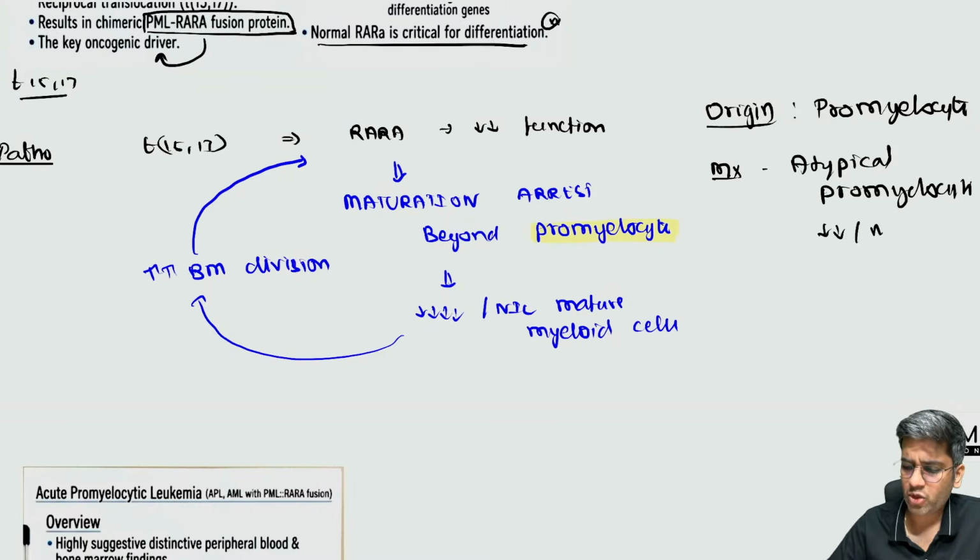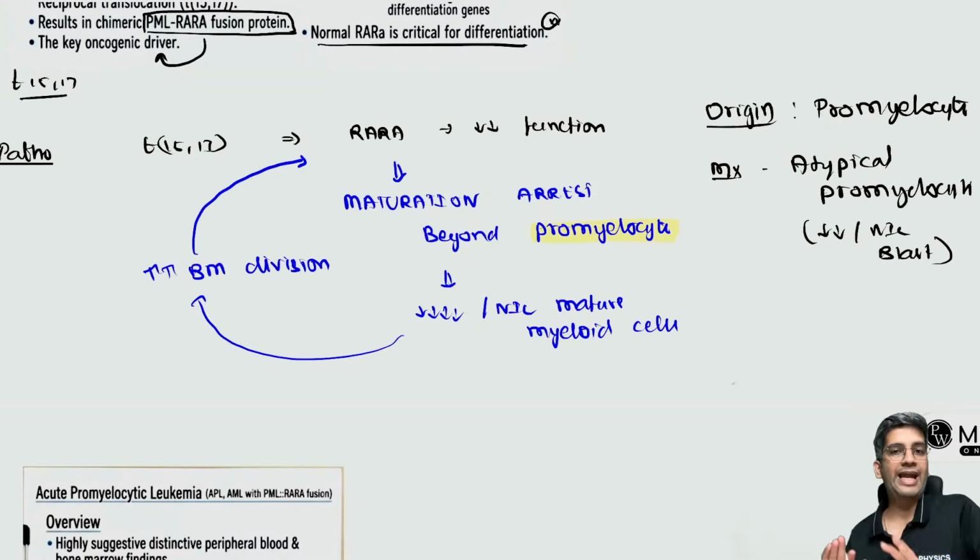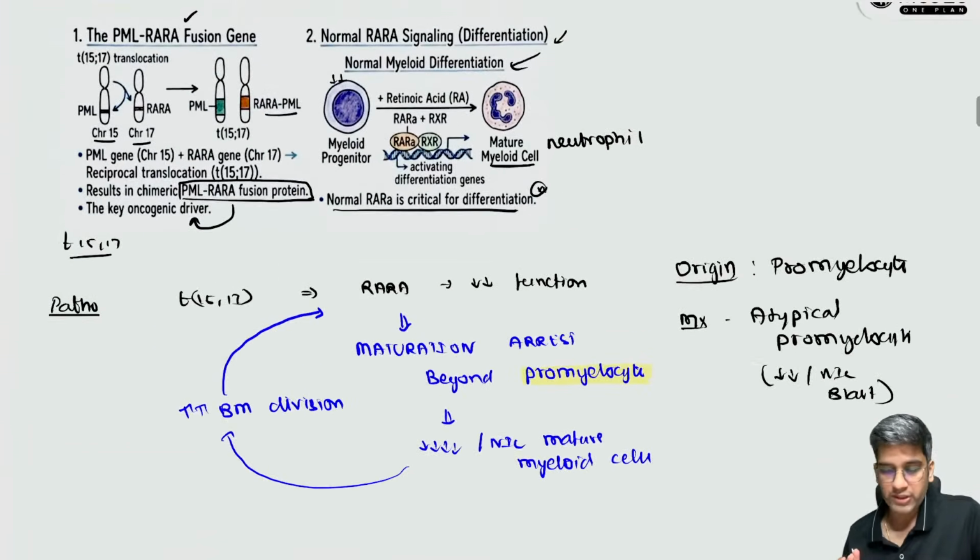Very, very few or nil blasts. That's one of the reasons this is one of the exceptions for diagnosing AML with 20% blasts. I don't want 20% blasts to diagnose APML. I will see only atypical promyelocytes in my microscopy, right? So this is my pathogenesis.